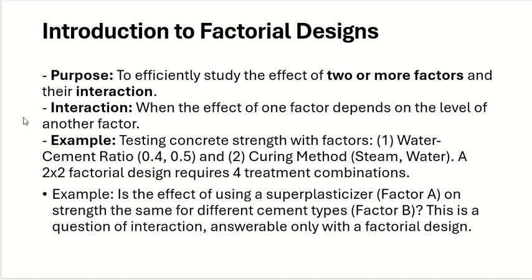For example, this is very simple. If it was 30 variables and 4 different options for each variable, we cannot imagine that, but this one we can. See, one combination can be 0.4 steam, then 0.4 water, then 0.5 steam, 0.5 water. So how many combinations? 4.